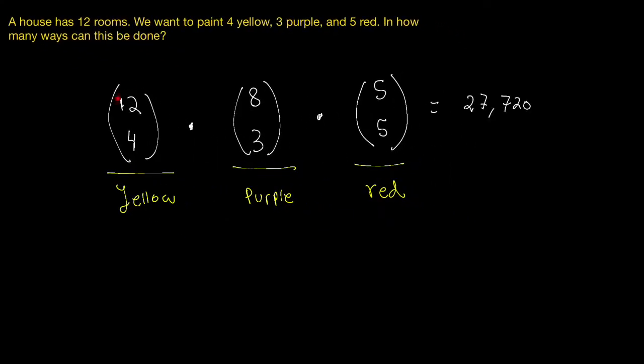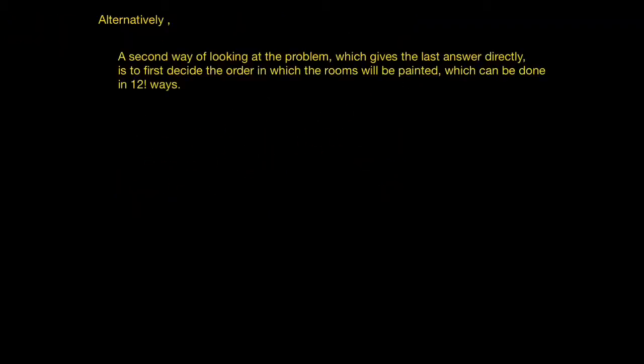Once you do all of the algebra here, and I'll spare you from doing all of that, you should get a total of 20,720. However, there is an alternative, and we can generalize the alternative so we can avoid doing this messy computation. Alternatively, a second way of looking at the problem, which gives the last answer directly, is to first decide the order in which the rooms will be painted, and that can be done in 12 factorial ways. So here's what I mean.